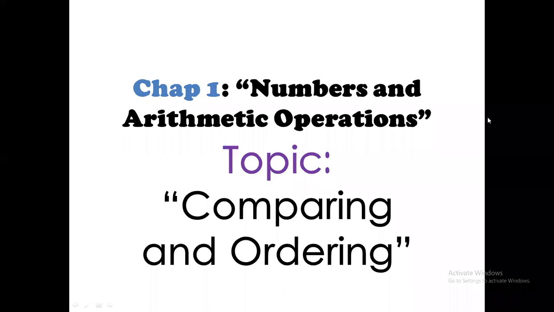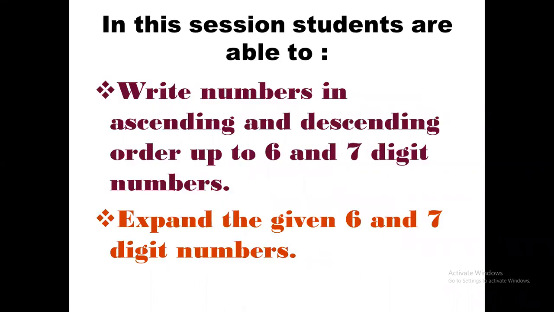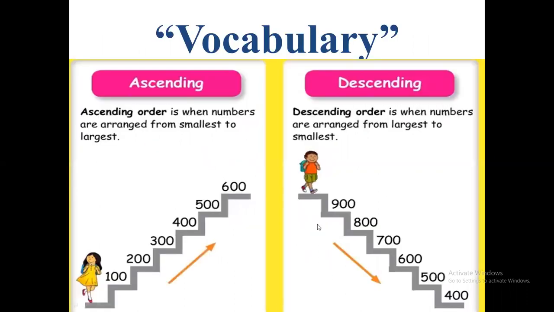In ordering the numbers, there will be again some vocabulary which has to be shared first. But before that, you should know what you are going to learn in this video. Number one is write numbers in ascending and descending order up to 6 and 7 digit numbers, and number two is expand the given 6 and 7 digit numbers. In this regard, the first one is ascending and descending.